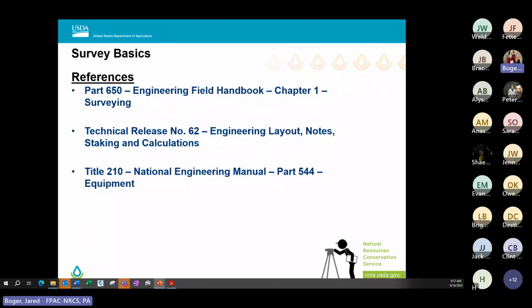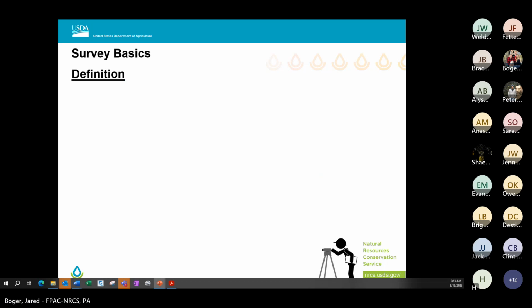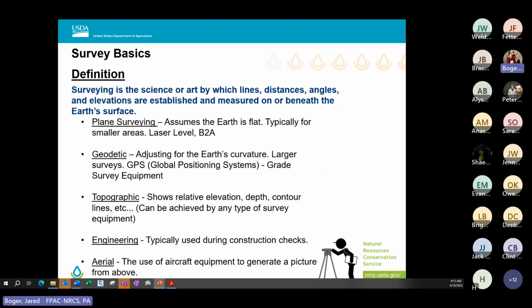So here's a couple. I'm not going to just read these to you. I'm assuming you have these, but here are some references on actual survey basics itself. Some of it's in the engineering handbooks. There's a technical release, and then also the National Engineering Manual for the equipment that we use. So, definition: surveying is a science of art in which lines, distances, angles and elevations are established.